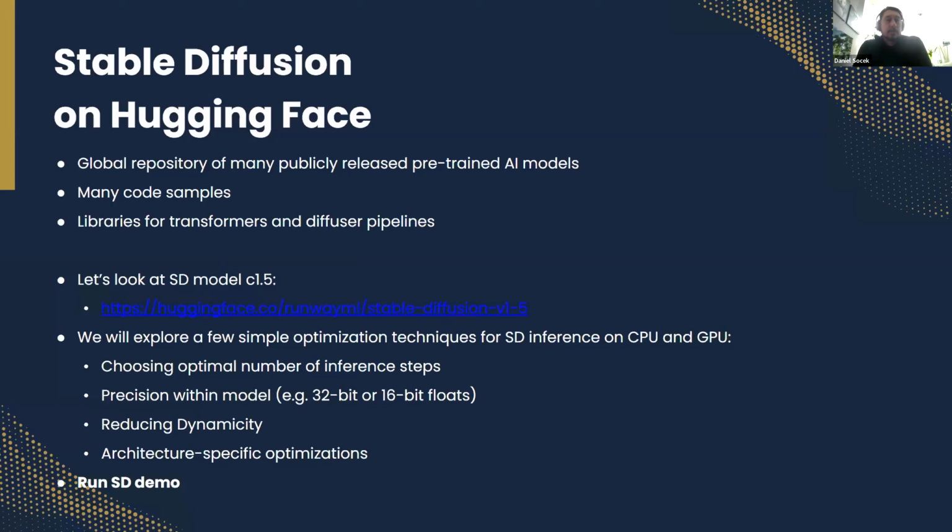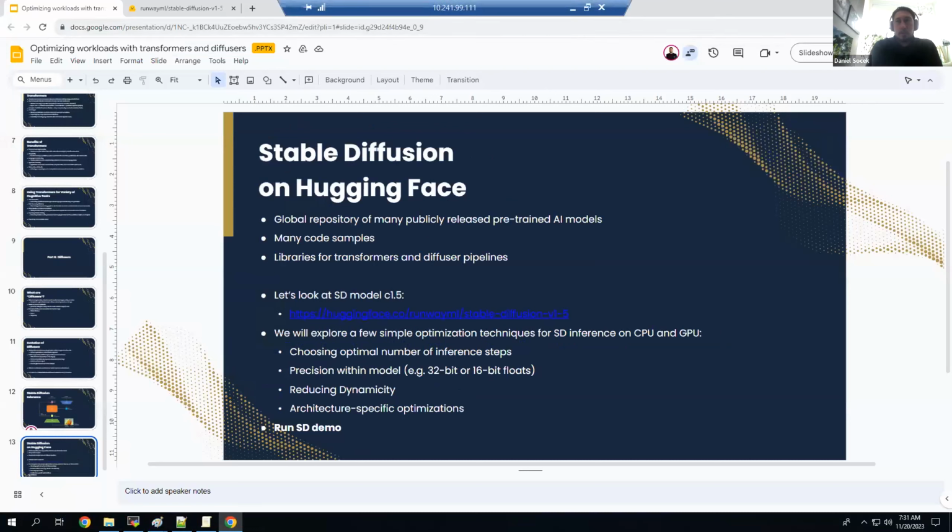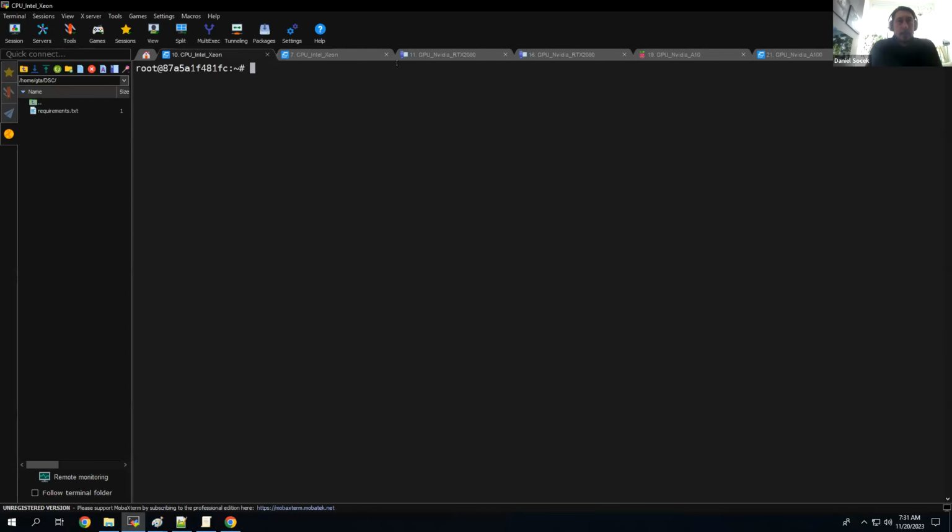And finally, some architecture-specific optimizations that are really done under the hood, but we'll show how they play out. I think Stefan already managed to show some of those types of optimizations with ONNX, but I'll also show some. So enough said. I will now switch to the systems that I have set up.